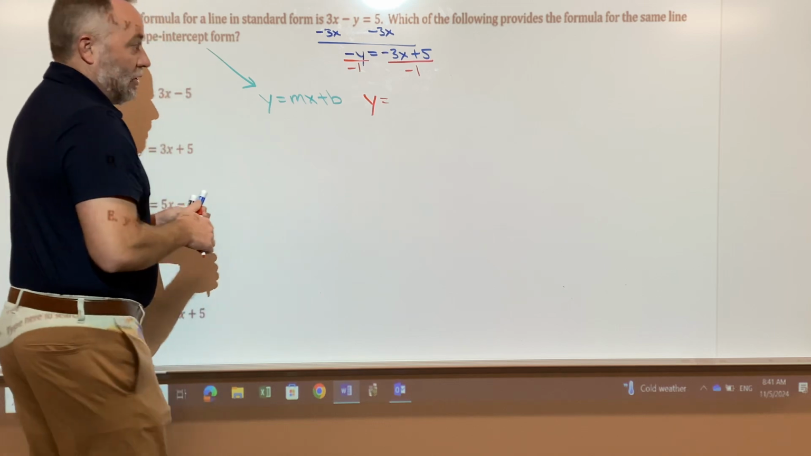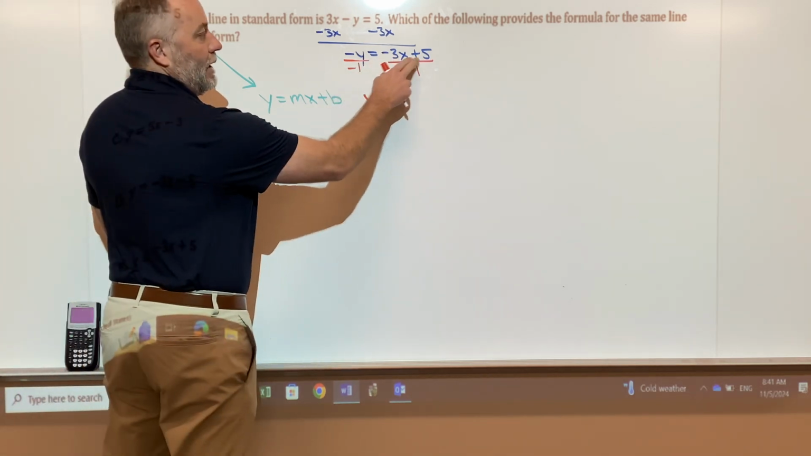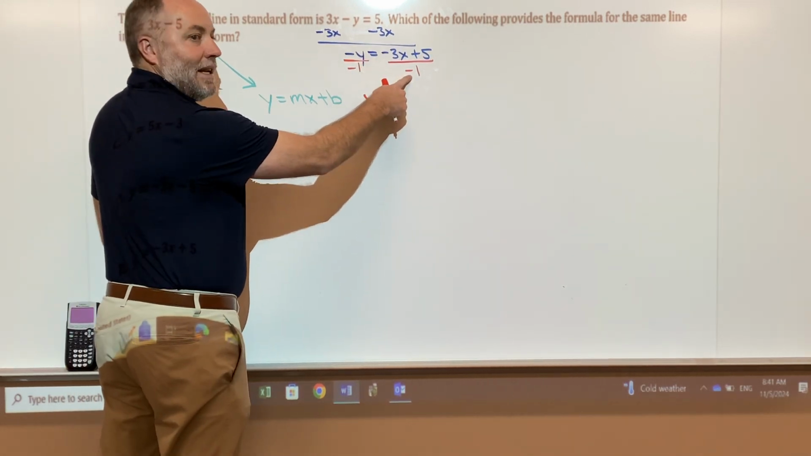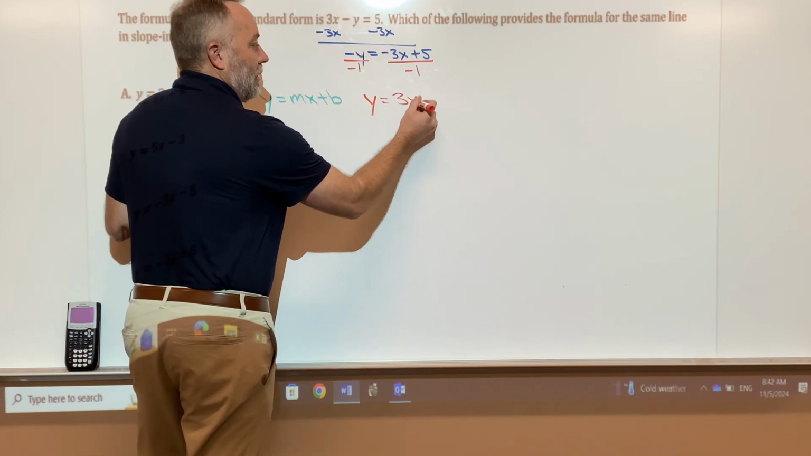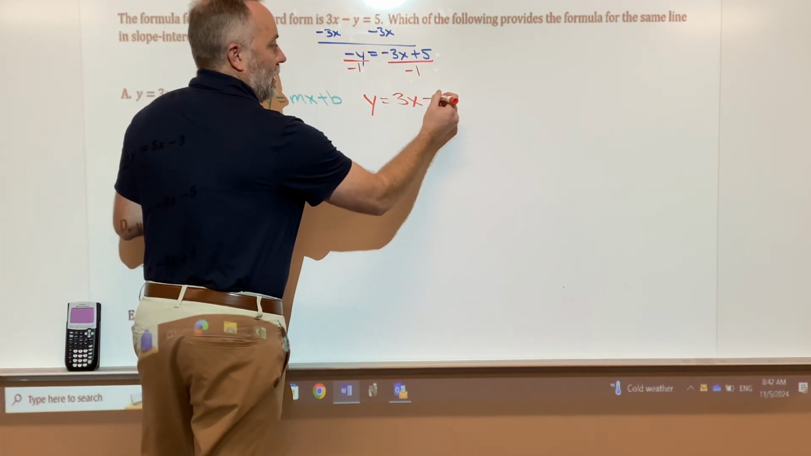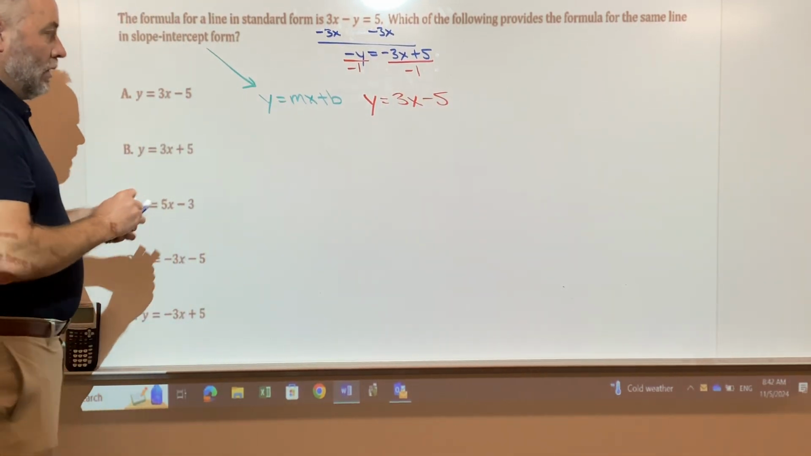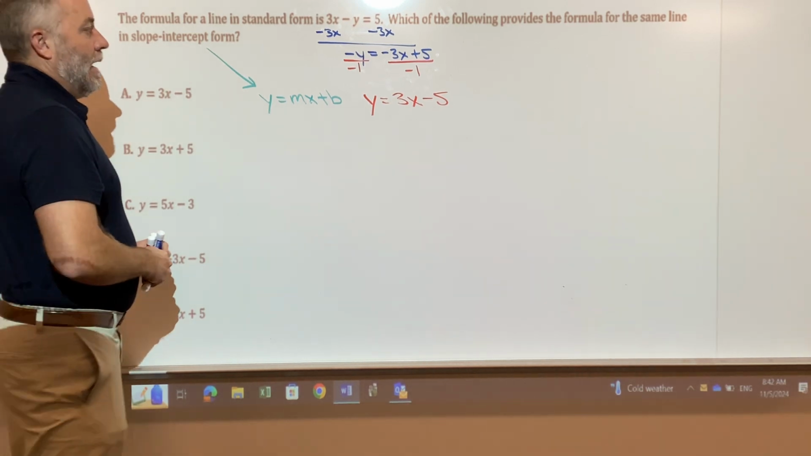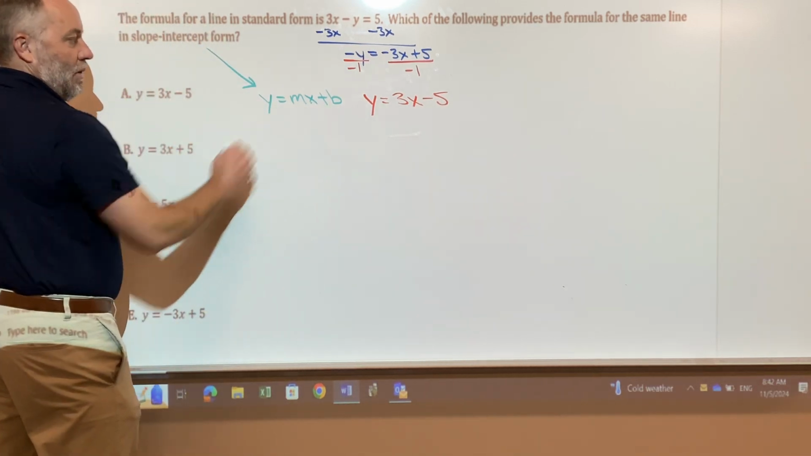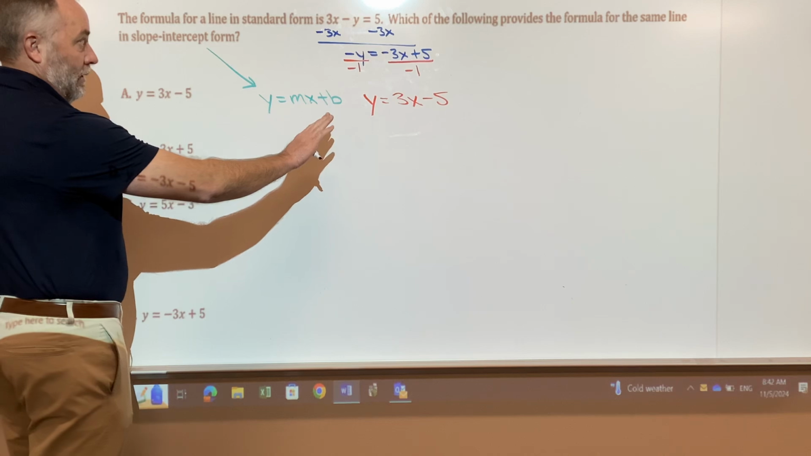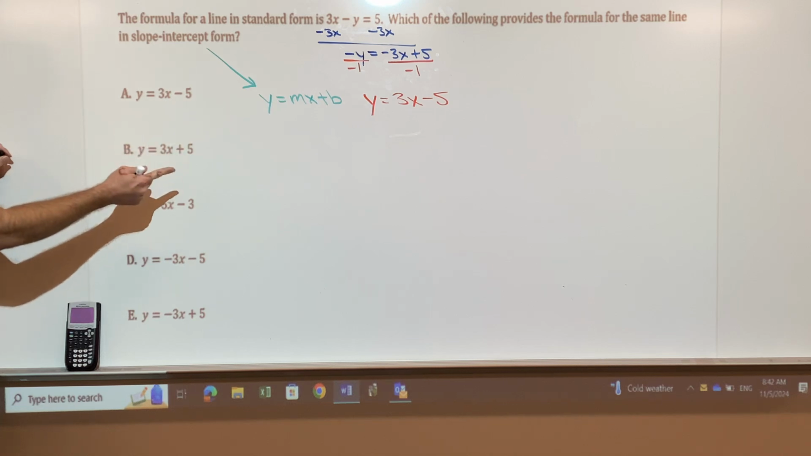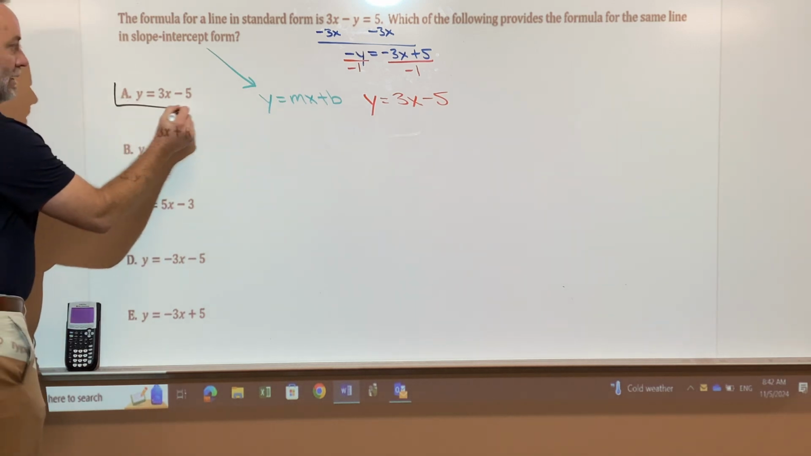And on the right, we've got to make sure that we're dividing both the negative 3x and the positive 5 by negative 1. So negative 3x divided by negative 1 gives us a positive 3x. And a positive 5 divided by negative 1 is negative 5. So we now have y by itself, and the equation is y equals 3x minus 5. That matches what we have right here. And so in slope-intercept form, this equation can now be represented by y equals 3x minus 5, which we see right here in selection A.